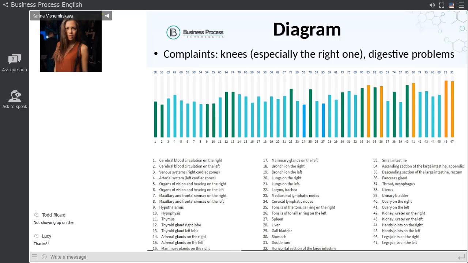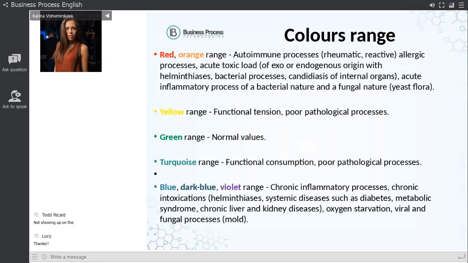Here we can see the diagram. I just wanted to show you that there are more colors, and right now let's see how we can read them. Colors range. It can be red, orange, yellow, green, turquoise, blue, dark blue, and violet. Sorry if my pronunciation is not so perfect, because the turquoise color seems very difficult for me to pronounce.